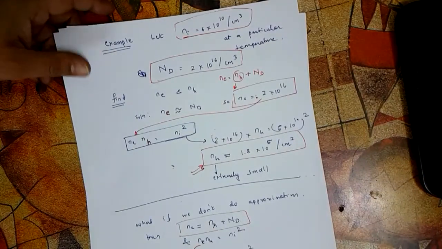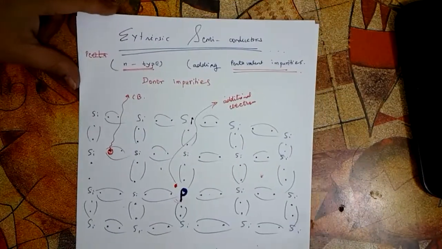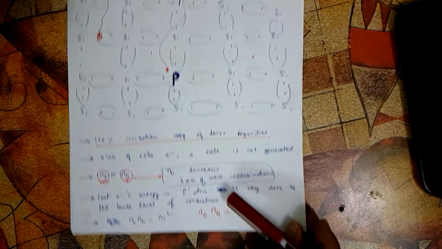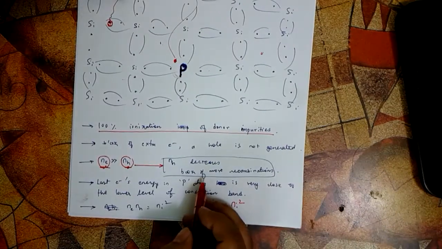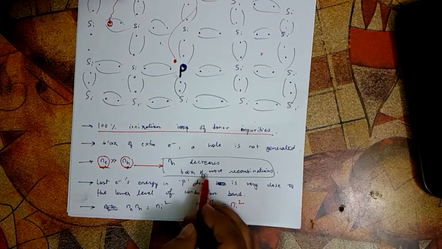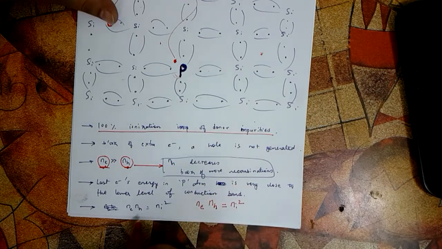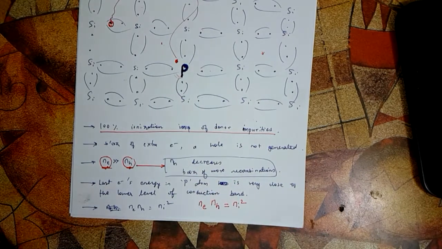So finally what is the conclusion? The conclusion is that the number of holes is decreased because of more recombinations, and the number of electrons has increased to a very large value. Number of holes have decreased to some very low value. Their product remains same. Since the number of electrons that are available for conduction are much larger, we say that the majority charge carriers in n-type semiconductors are electrons, whereas the minority charge carriers are holes.